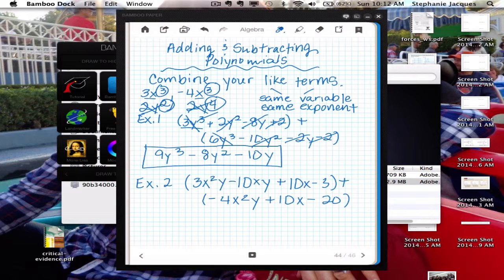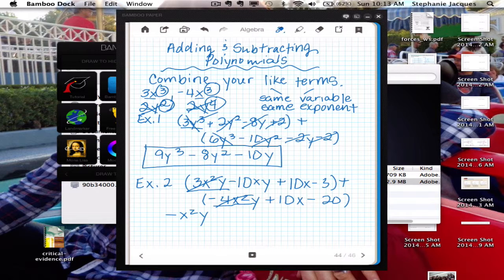So in this example, I have 3x to the second y minus 10xy plus 10x minus 3. And I'm adding that whole thing to negative 4x to the second y plus 10x minus 20. So let's start. I have this term, and I want to look for my like term with that term. So an x squared and a y. I have an x squared and a y here. So I'm going to do 3 minus 4, and that's negative 1. So I'm just going to put a negative x squared y. I could put a 1 if I wanted to.